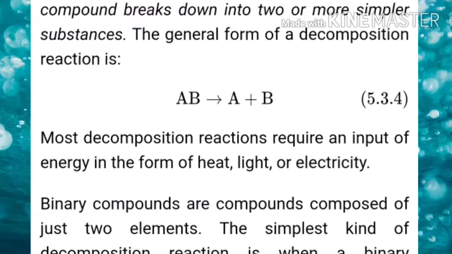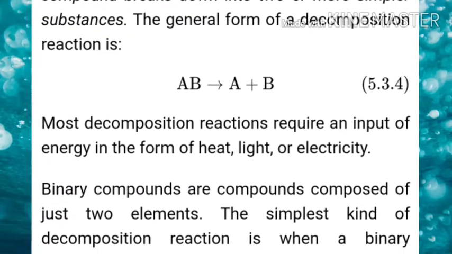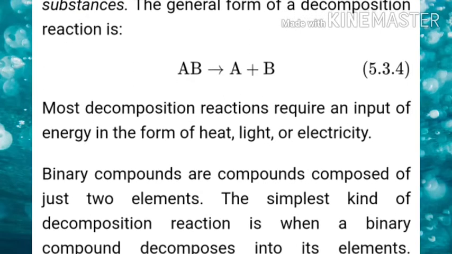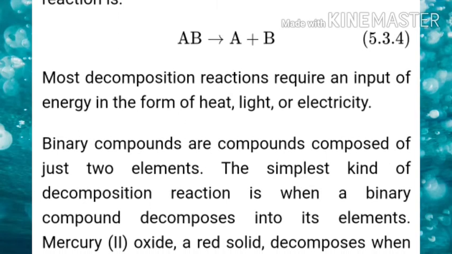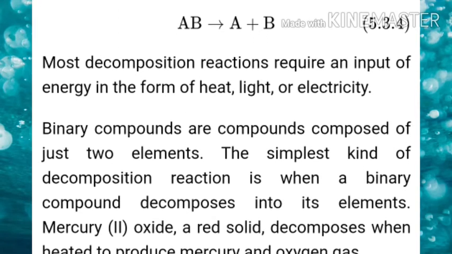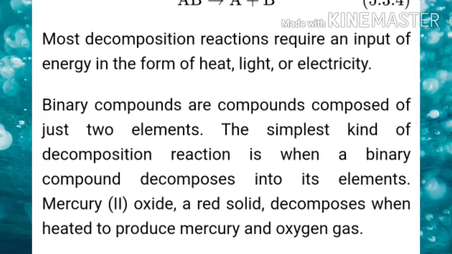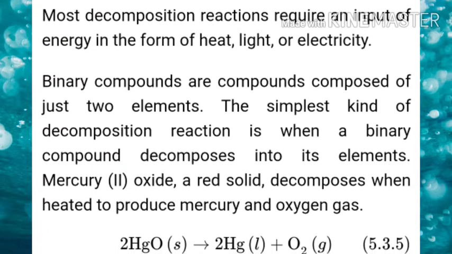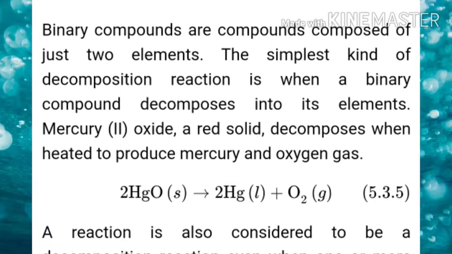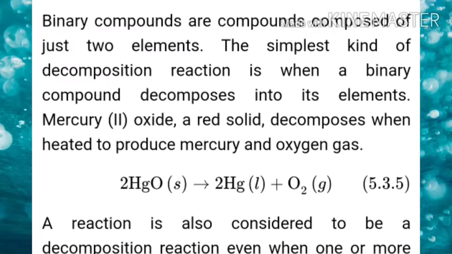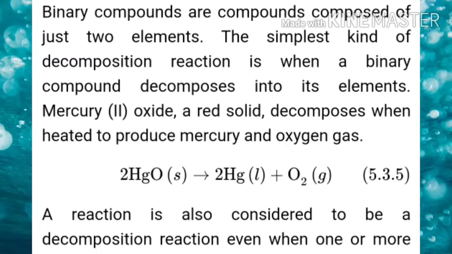The general formula of decomposition reaction is AB gives A plus B. Here you can see it is split up into two, that is AB splits up into A plus B. Most decomposition reactions require an input of energy in the form of heat, light or electricity. Binary compounds are compounds composed of just two elements.